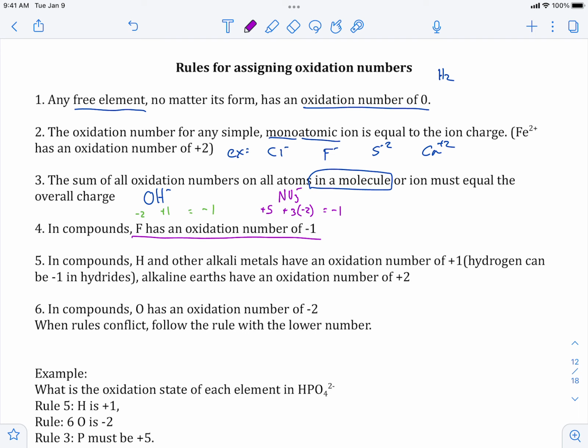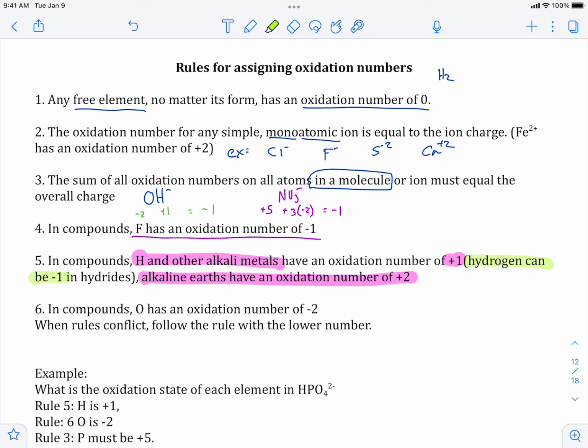Okay, rule 5. Hydrogen and other alkali metals have an oxidation number of +1. But was that really a rule? You already knew that alkali metals are all +1. We mentioned that when we talked about formulas and naming. Okay. Earth metals have an oxidation number of +2. You kind of already knew that as well. But this is new.